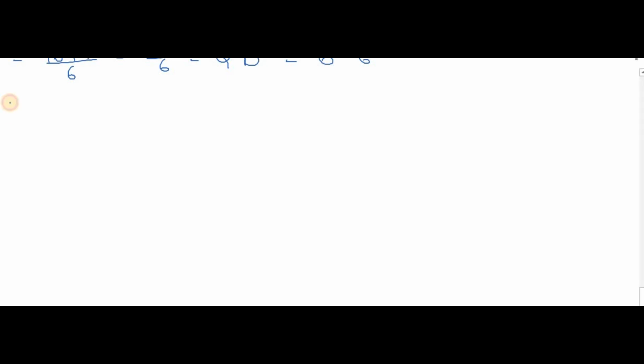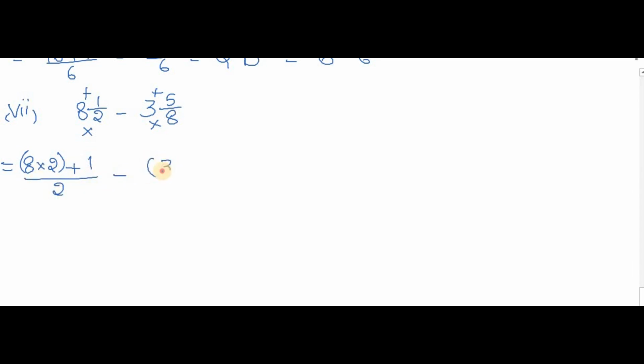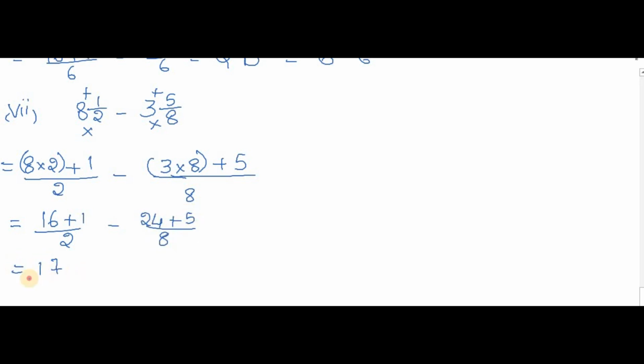That is the 7th one. 8 1 by 2 minus 3 5 by 8. So this is a mixed fraction, so here also we'll go for into plus. Multiply the whole number with the denominator plus numerator by denominator. 8 2s are 16 plus 1 by 2 minus 3 8s are 24 plus 5 by 8. And 16 plus 1 is 17 by 2 minus 24 plus 5 is 29 by 8.